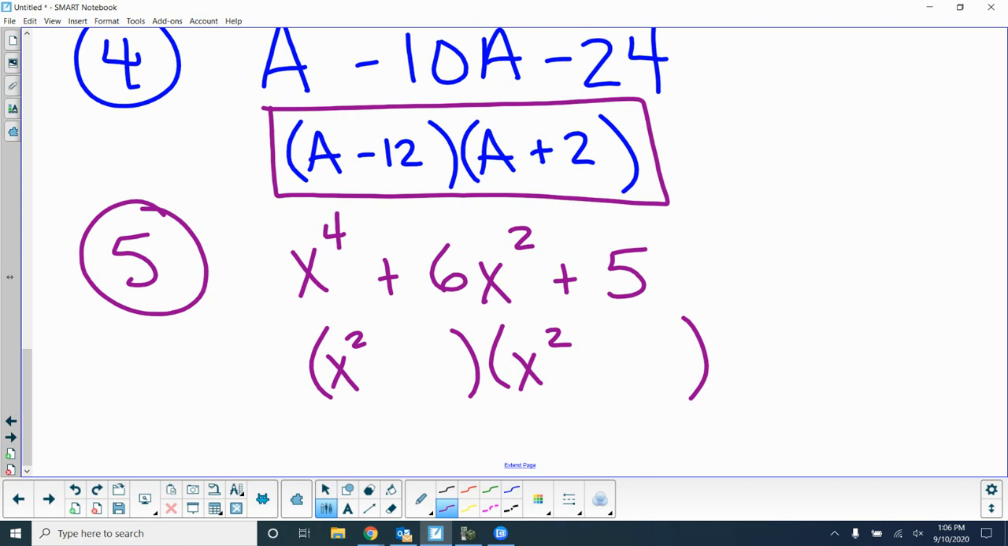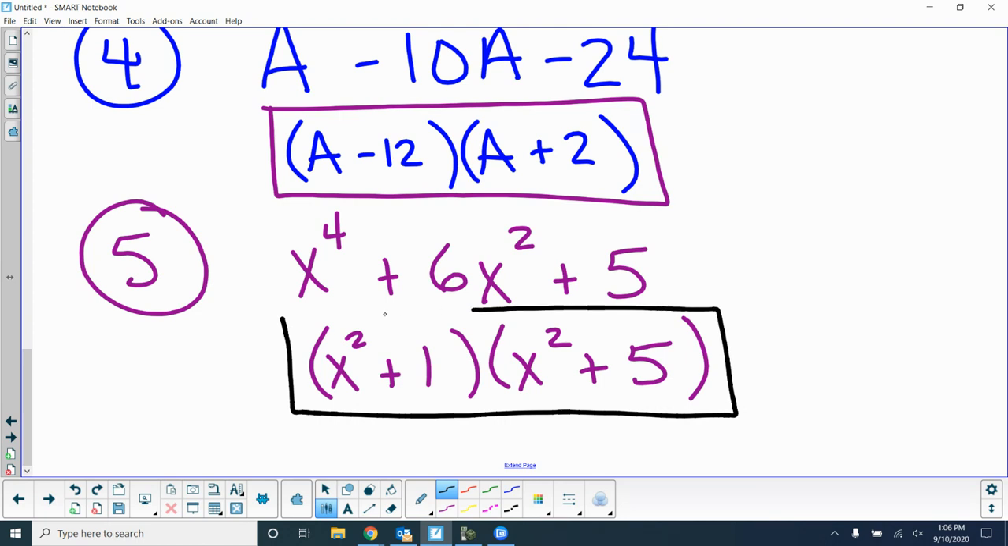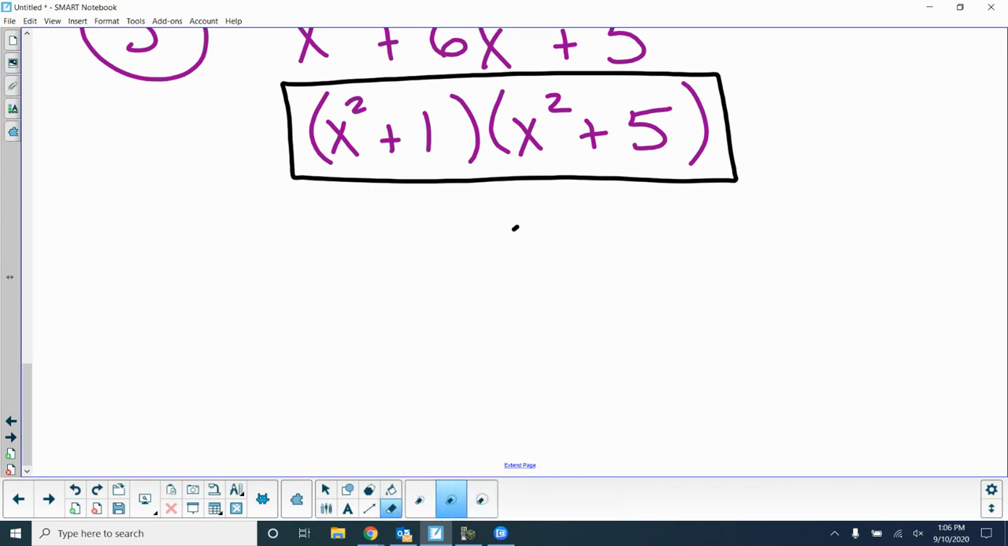It's prime. Do they add up to 6? Yeah. And since the c is positive, they're both whatever's in front of the b, so they're both plus, so plus 1, plus 5. Well, wait a minute. Is that a difference of squares? Should I go further? No. If it was a minus, then I'd have to go further, right? It's plus. I'm done. Simple. Questions?